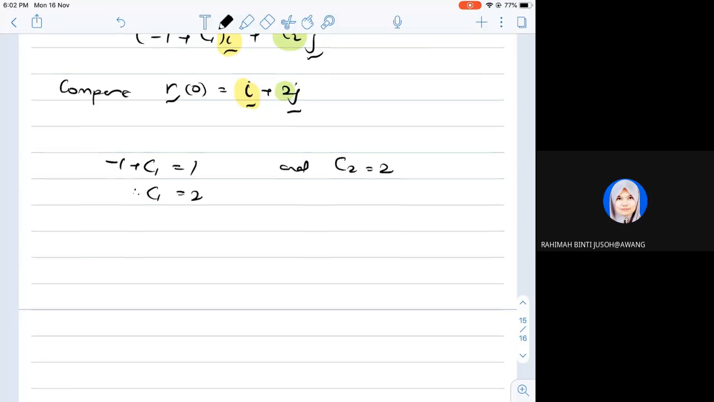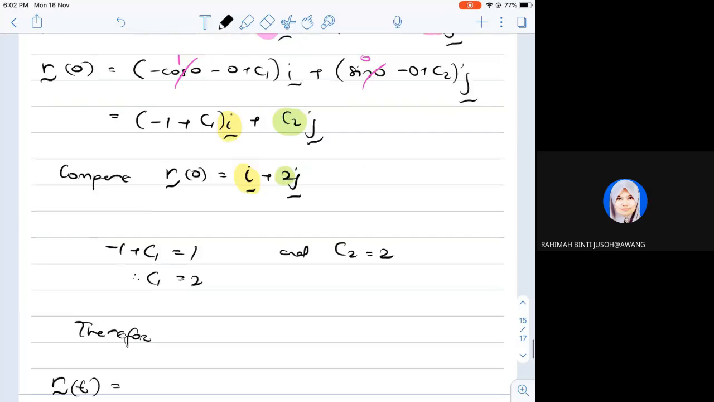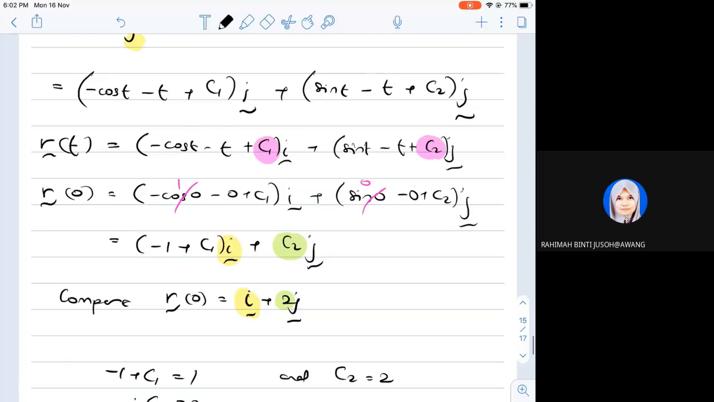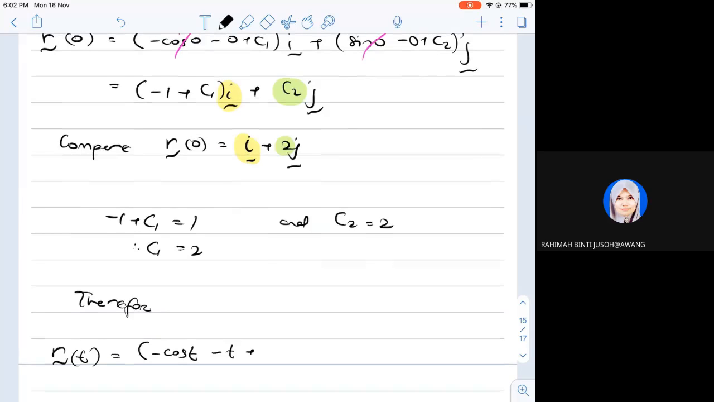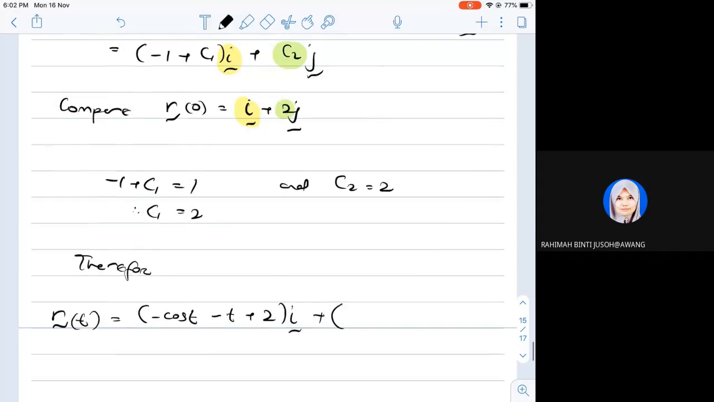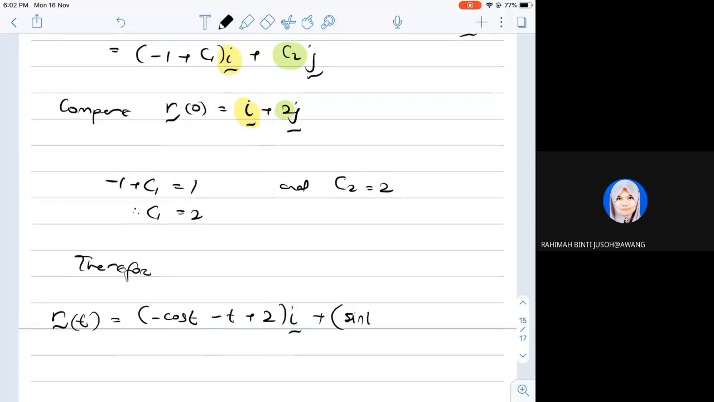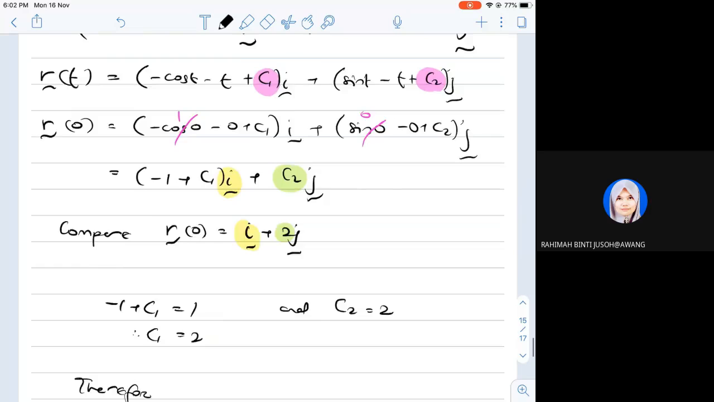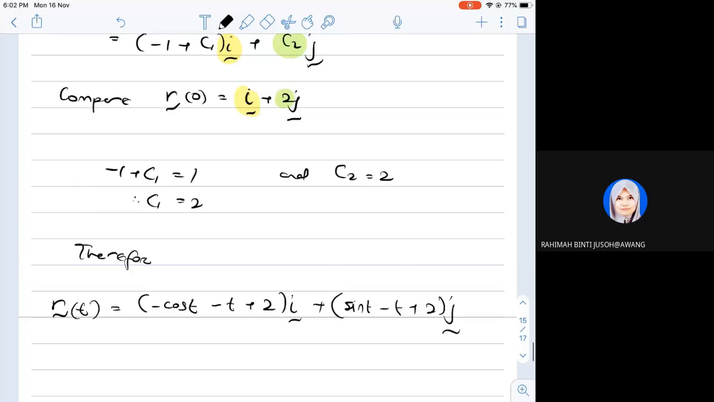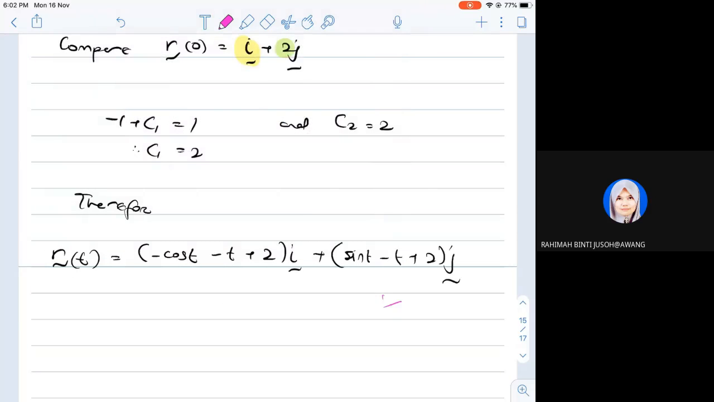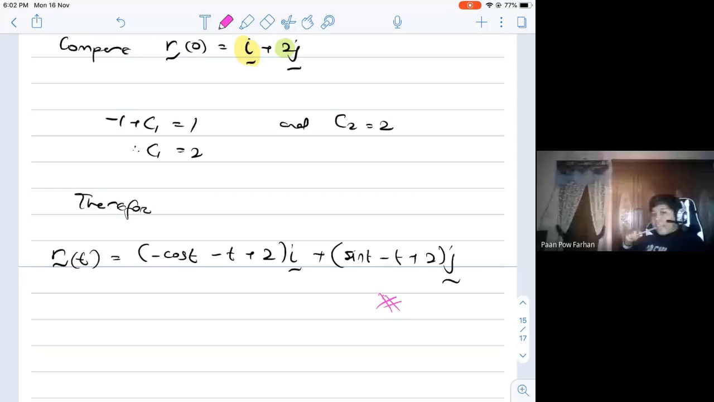Okay, therefore substitute into RT. RT equals to negative cos T minus T plus 2I. And then plus sin T minus T plus 2J. So that's it. That's the answer. Okay. Understand, guys? Understand. Okay, good.